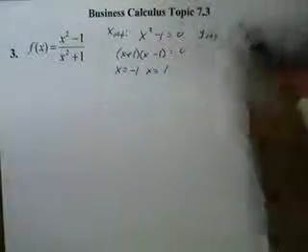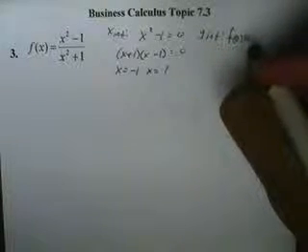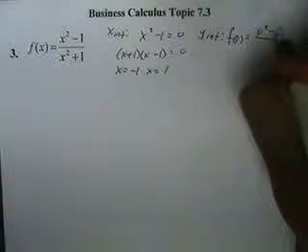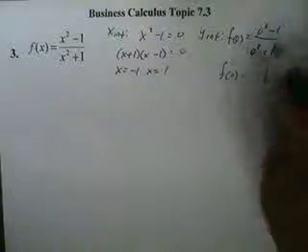Here, when I factor x squared minus 1, I get x plus 1 times x minus 1 equals 0. And this implies x is negative 1 and x is positive 1. These are my X-intercepts. To find the Y-intercept, we set all x's equal to 0. So we get 0 squared minus 1 over 0 squared plus 1. And as a result, our Y-intercept is (0, negative 1).